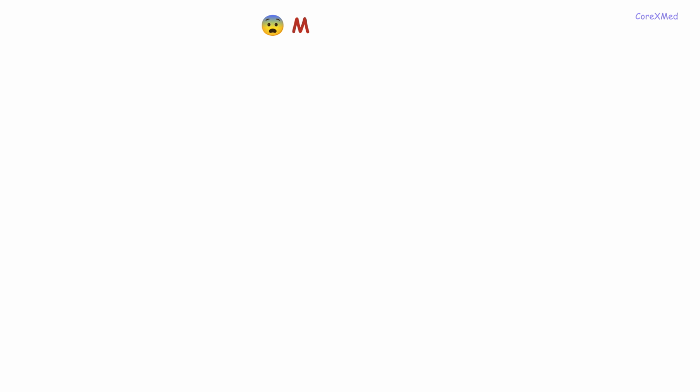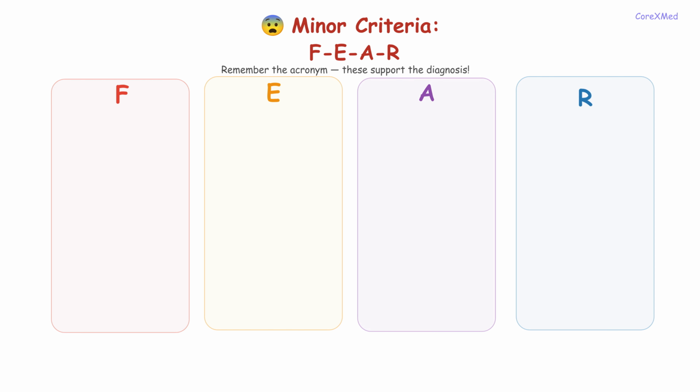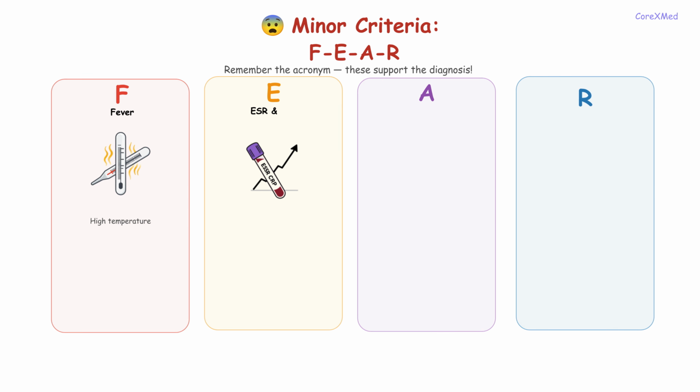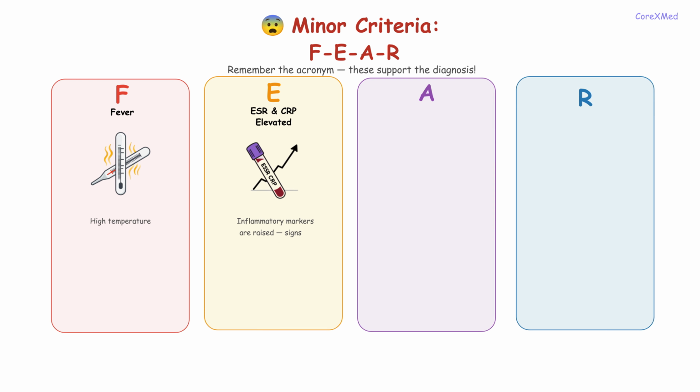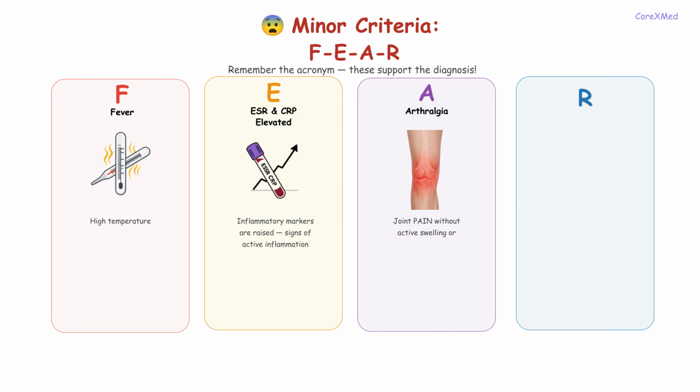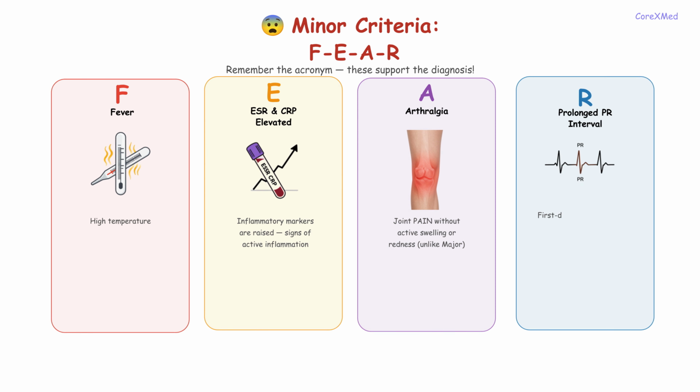Now, what about the minor criteria? To remember this, think of the acronym FEAR. Fever, a high temperature. ESR and CRP elevated. These are inflammatory markers. Arthralgia, joint pain without active swelling or redness. Prolonged PR interval on an ECG, a sign of first-degree heart block.